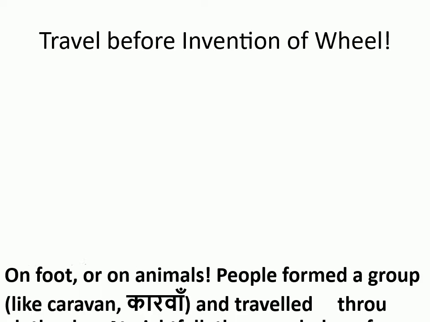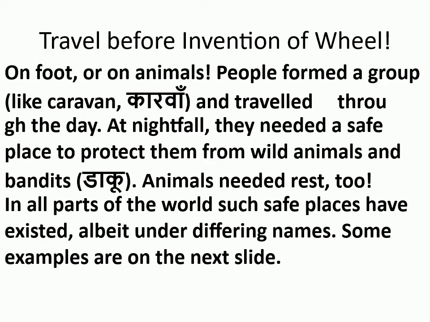Travel before invention of wheel. On foot or on animals. People formed a group, like caravan, and traveled through the day. At nightfall, they needed a safe place to protect them from wild animals and bandits. Animals needed rest too. In all parts of the world, such safe places have existed, albeit under differing names. Some examples are on the next slide.